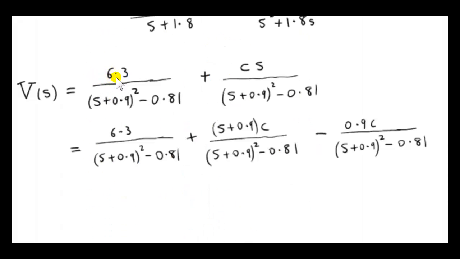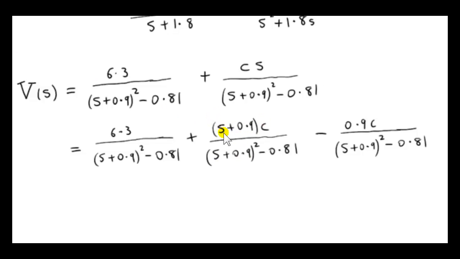So the first fraction here has a constant on top, so I haven't changed anything here. We don't have to do too much adjusting to this fraction here. But look at the second fraction. The second fraction has s on top, and we want these quantities to look the same. So I've had to write s plus 0.9 times c on top here.